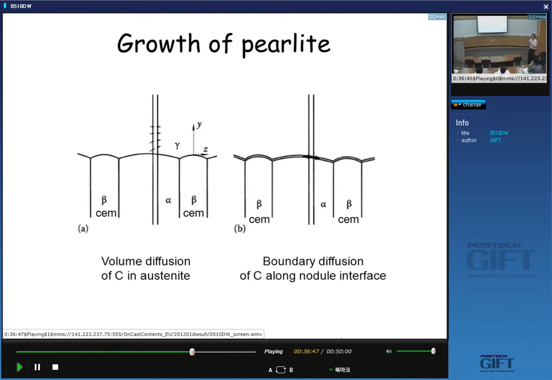So, for the growth of this interface in this direction, the carbon in ferrite should be transported to its neighboring cementite. Right?